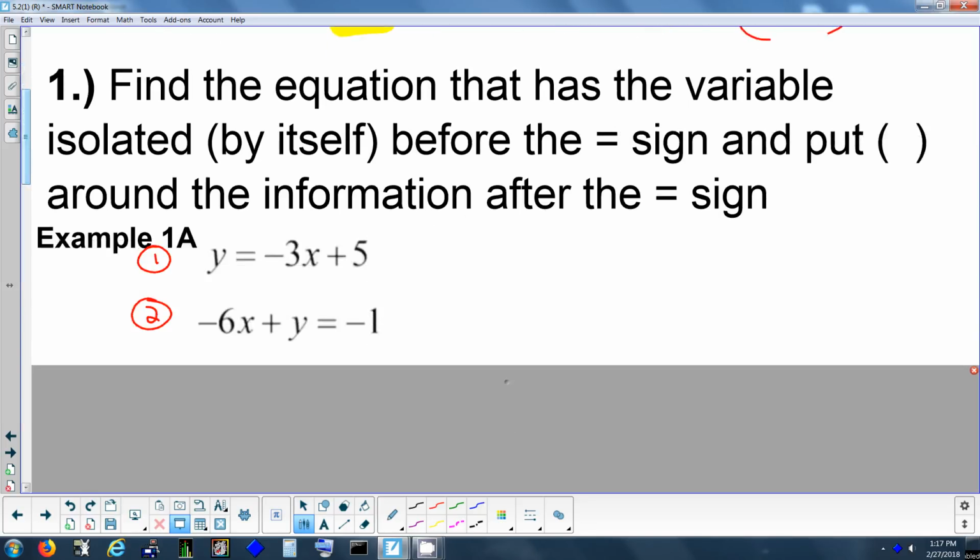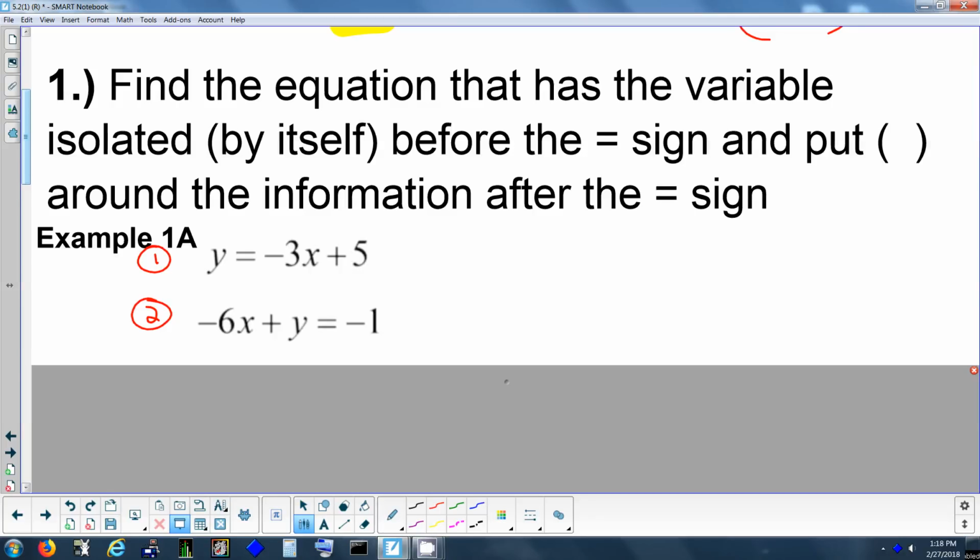What variable is by itself? Y. Y is all alone. That's perfect. Oh, wait a minute, guys. Look at the bottom here. We've got y by itself? No. Why is it not by itself? Joe, tell me why. What else is with it? The 6, it's negative 6x. So understand the difference. This may be by itself, but it has the negative 6x with it. Don't get confused by that.